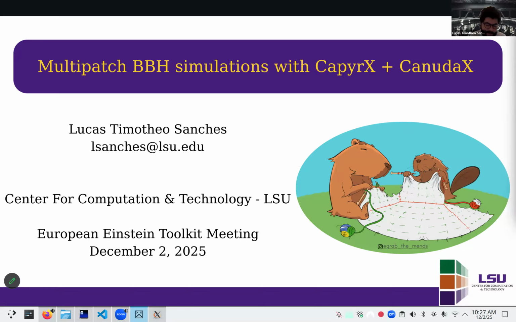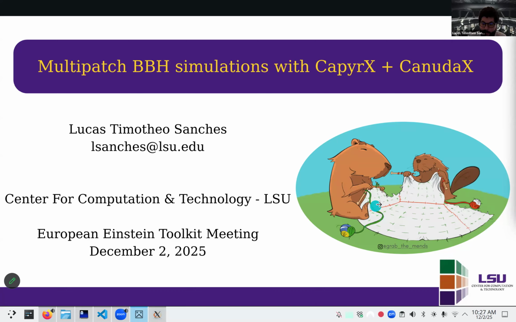So, like Behan said, my name is Lucas. I am a postdoc at LSU at the Center for Computation and Technology, working directly with the Einstein Toolkit group and with Stephen Brandt. He is my direct person responsible for me in CCT at LSU. And today I'm going to showcase to you the current status of CapyrX, and some results that we have been able to obtain so far, and give you an idea how you would adapt your science codes to use these multi-patch systems, right?